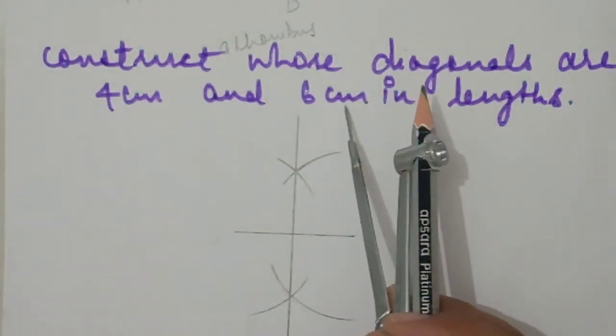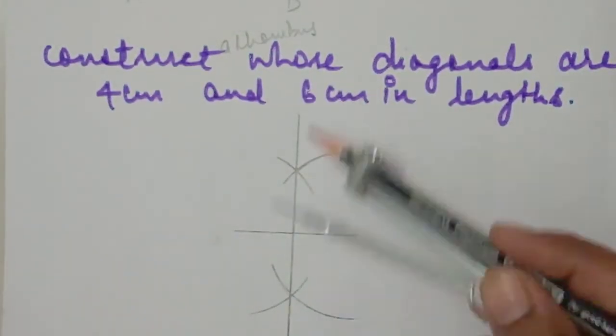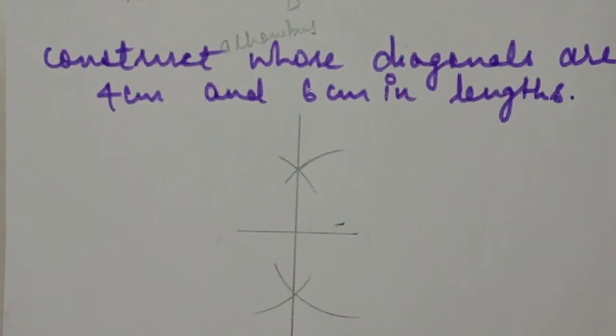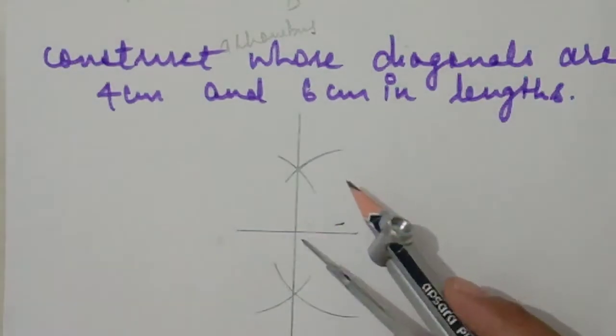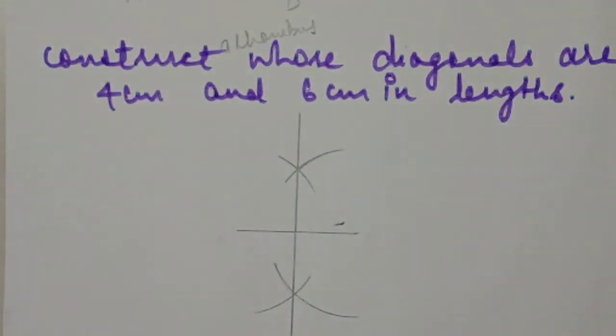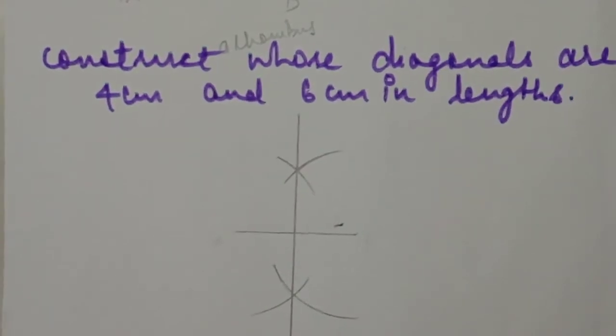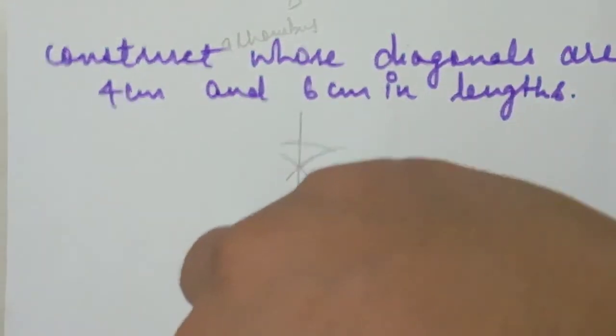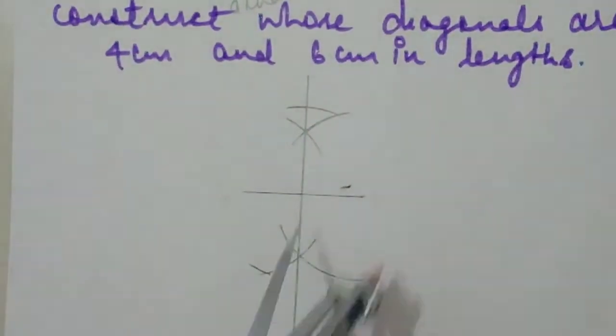So now we have to draw the second diagonal, 6 centimeter. We know it very well that the diagonals of a rhombus bisect each other at 90 degree. So 90 degrees here, 4 means 2 is here. So the second diagonal should be 3 and 3 here. So we will open our compass as 3 centimeter and then mark like this. This is a 3 centimeter arc and this is also 3 centimeter.